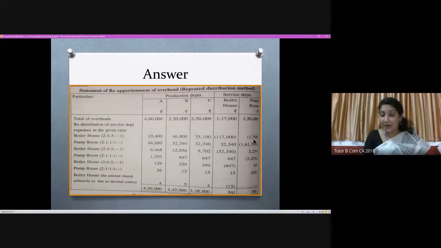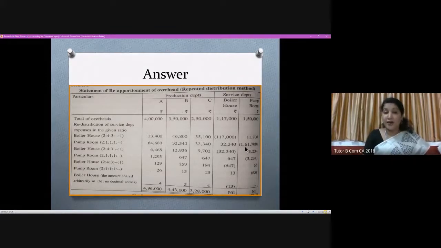That is 11,700. So it is 1,61,700. I'm going to nullify this. Now I know that I'm going to nullify this in the ratio of 2:1:1:1. That's why I have it, but you have to see that it has been shared with boiler house also. I'm sharing the expense of pump room with boiler house also.